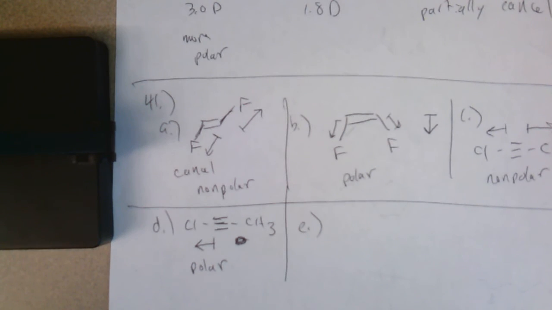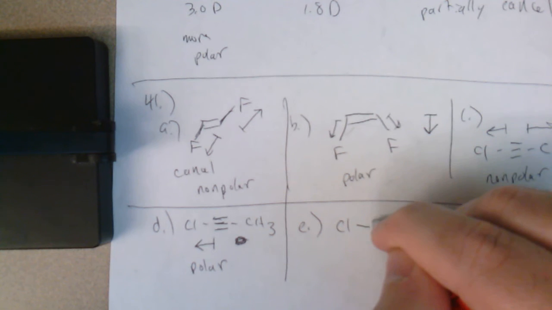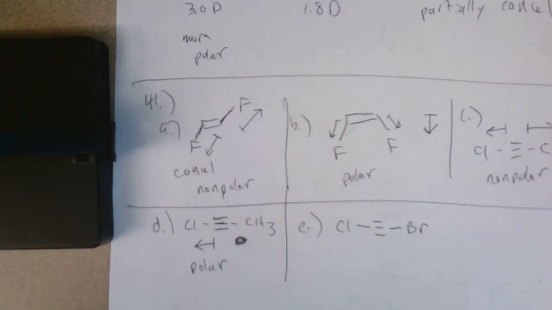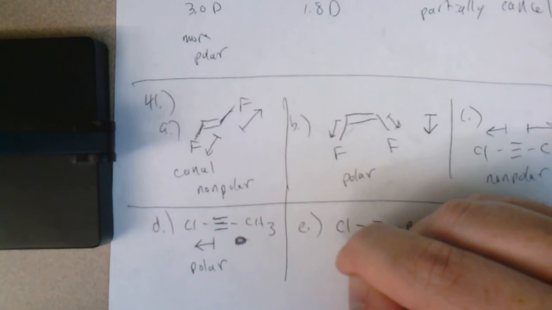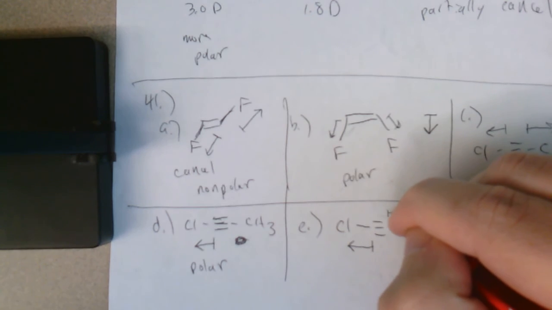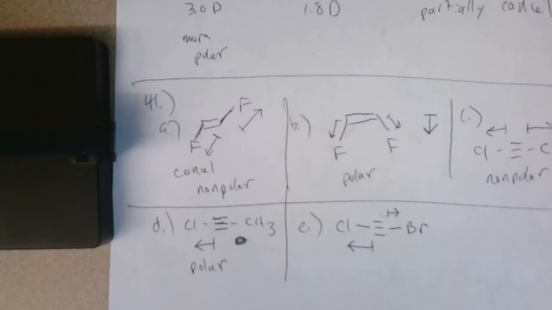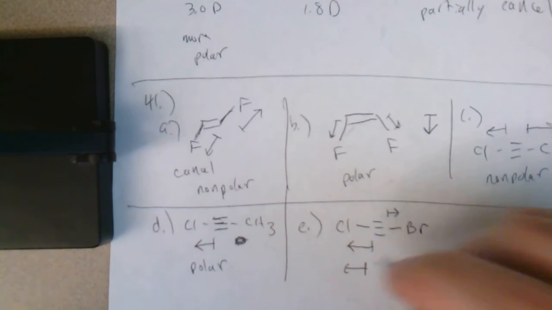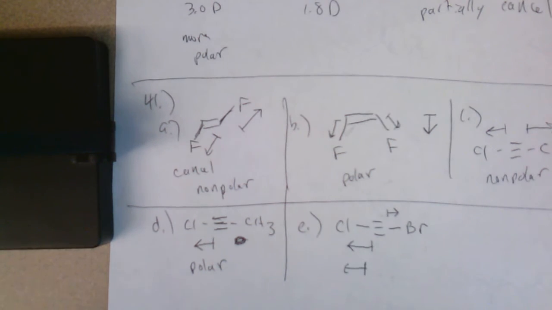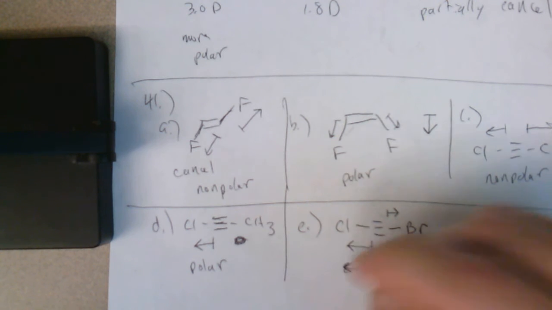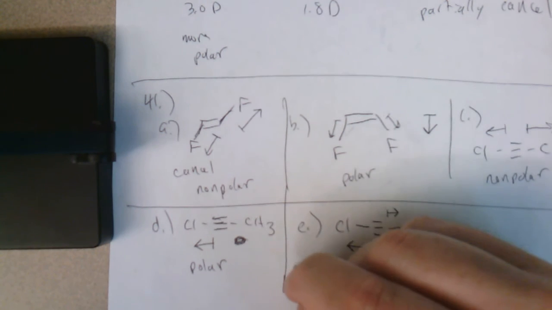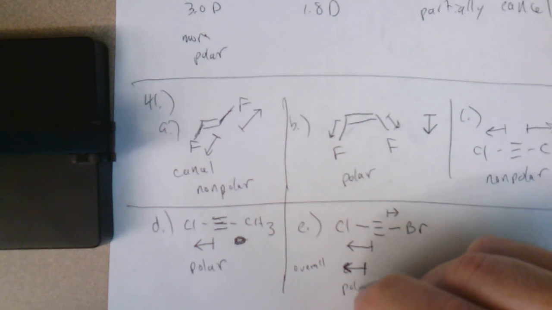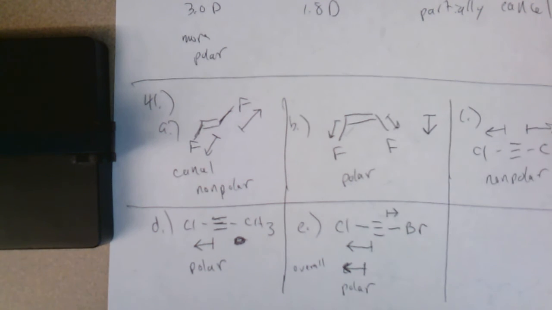E is this. So chlorine is closer to fluorine than bromine is. So the chlorine vector is going to be bigger, right? Electrons are pulling more towards chlorine than they are towards bromine, which means that overall, this would be my overall net dipole. It's towards the chlorine. I guess I didn't draw this very well. It should be a little bit smaller than this bond dipole. But overall, again, we're pointing towards the chlorine, so this is going to be polar. It's going to be slightly polar, certainly less polar than D.